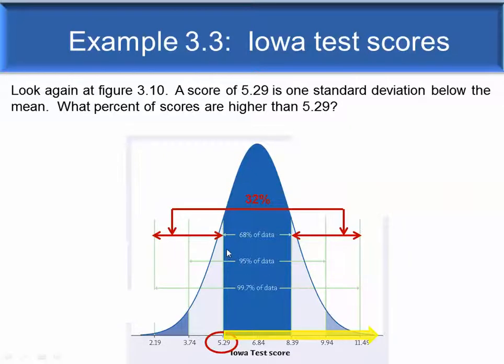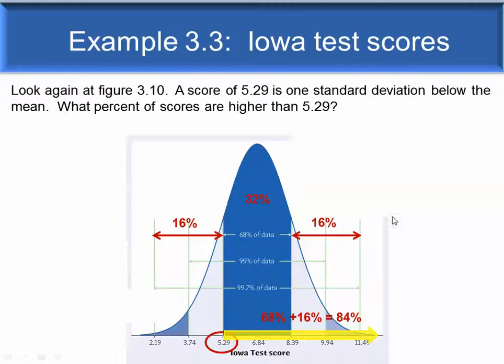So we know that this piece here is 68%. In order to answer our question, we need to determine what the remaining piece of this above 5.29 is. And again, because the data is symmetrical, we know that this 32% is evenly represented, half below one standard deviation and half above, so 16% on either side of one standard deviation. So if we now look at our sum, we know we have 68% falls here, 16% falls from here to the end, and therefore 68 plus 16 equals 84% of the distribution.